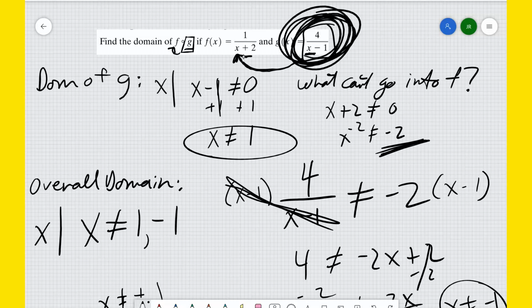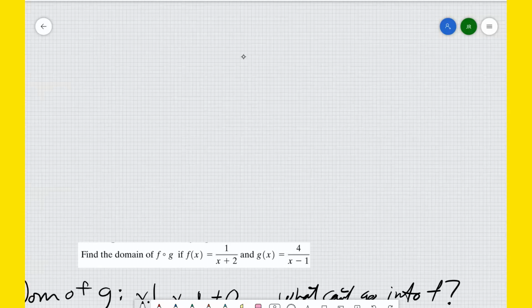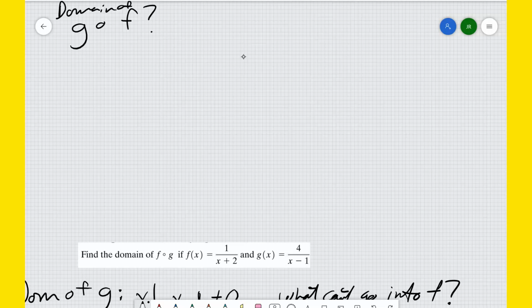Let me do another one. Let me go the other way with it. Let me change this problem to, what if instead of f of g, it said find the domain of g of f? How would that change things? Okay. First, we're going to just focus on f because that's what the input is going into first. So I'm just going to look at the domain of f.